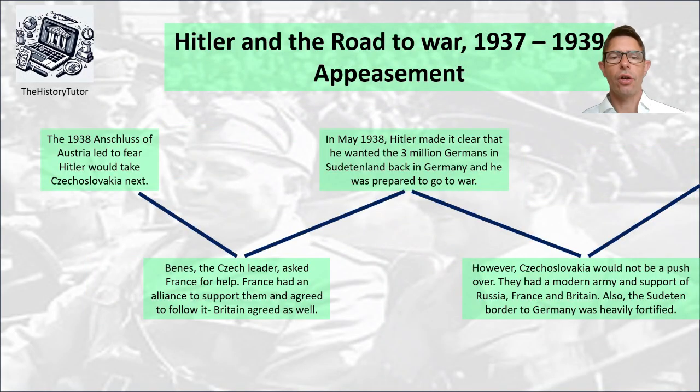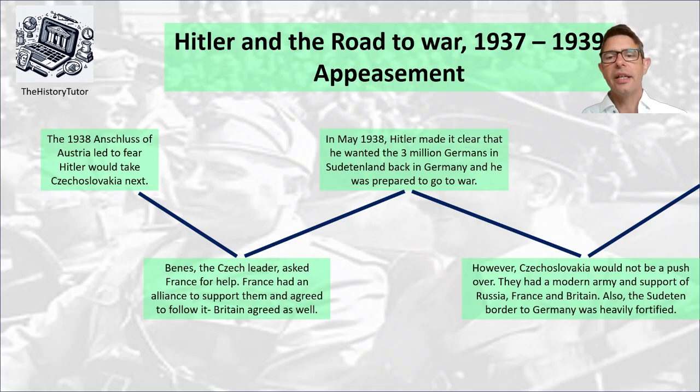So what are the key events of appeasement? In 1938, we've got the Anschluss of Austria, and that leads to the next step perhaps being Czechoslovakia and the Germans who live there. Benes, the Czech leader, in response to the Anschluss, asked France for help, and France had an alliance to support Czechoslovakia, so that was re-established, and the British agreed they would help Czechoslovakia as well.